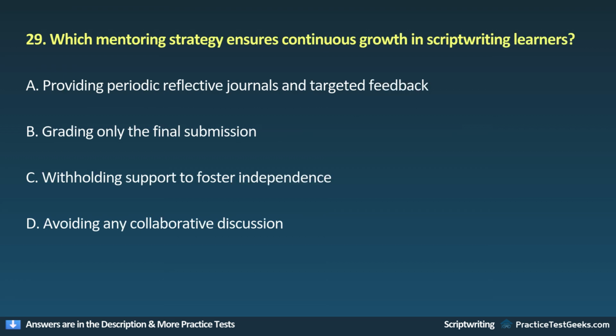29. Which mentoring strategy ensures continuous growth in scriptwriting learners? A. Providing periodic reflective journals and targeted feedback. B. Grading only the final submission. C. Withholding support to foster independence. D. Avoiding any collaborative discussion.